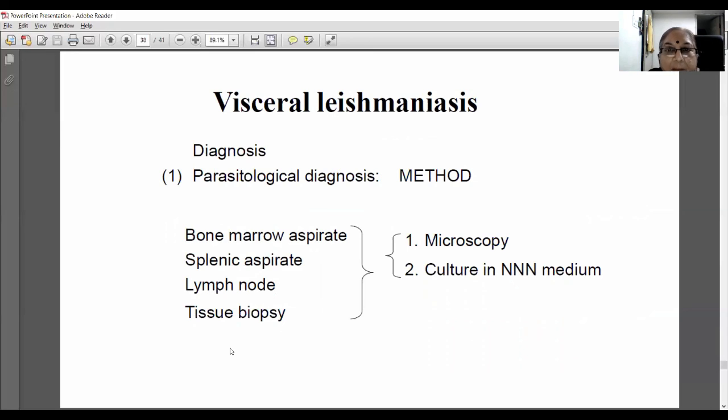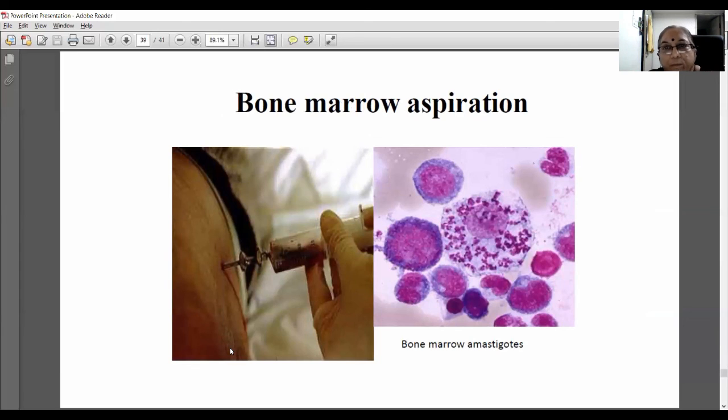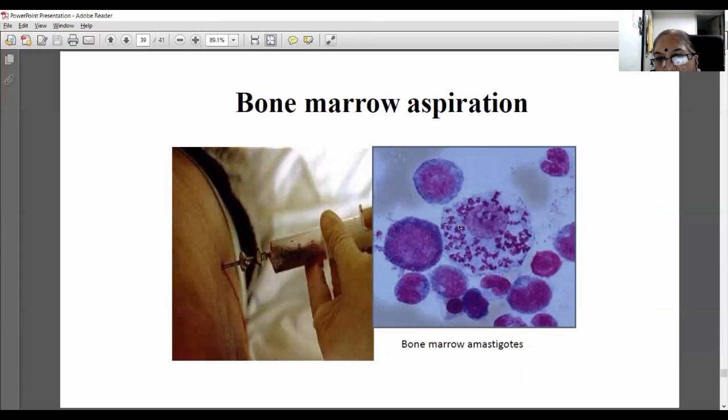Visceral leishmaniasis diagnosis, parasitological diagnosis. Methods you will see: bone marrow aspirate, splenic aspirate, lymph node tissue biopsy. All this I have shown you earlier. See bone marrow aspiration, and in the bone marrow how you can see this. These are the amastigotes that can be seen in the bone marrow.